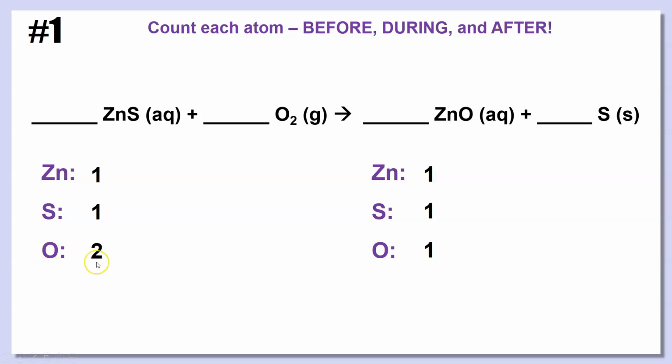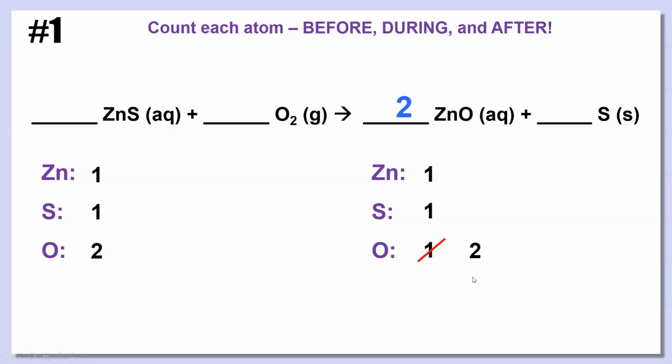I can't subtract, right? I can't get this 2 to be any smaller. We are not allowed to use fractions. We have to use whole coefficients. We're not going to have part of a molecule. So all I can do is make the other side larger. I need to put a coefficient in front to get this number to increase so that it matches. So I'm going to put a 2 here. Now I have 2 oxygens.